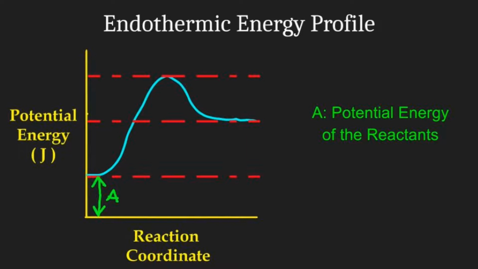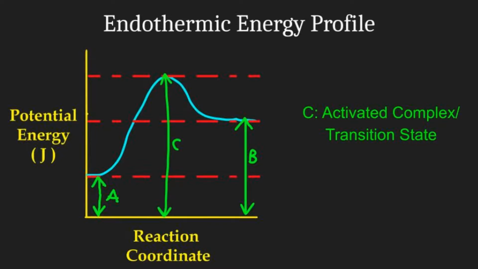So just like in the exothermic, that first line from where we intersect with the y-axis down to the x-axis, represented by A, is the potential energy of our reactants. And the final part of our line where it levels off down to the x-axis, represented by B, is going to be the potential energy of our products. Once again, our activated complex is going to be our highest point on the graph, represented by C, and it's the distance between that high peak and the x-axis.